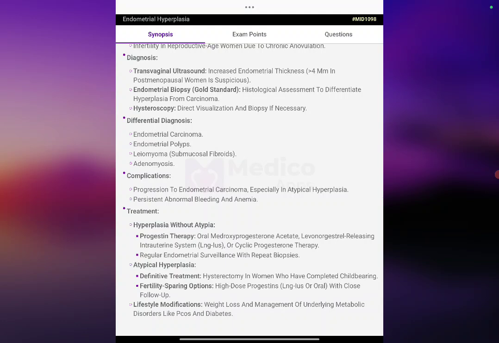Atypical hyperplasia, definitive treatment: hysterectomy in women who have completed childbearing. Fertility sparing options: high dose progestins, but closer follow-up. Lifestyle modification: weight loss and management of underlying metabolic disorders like PCOS and diabetes.